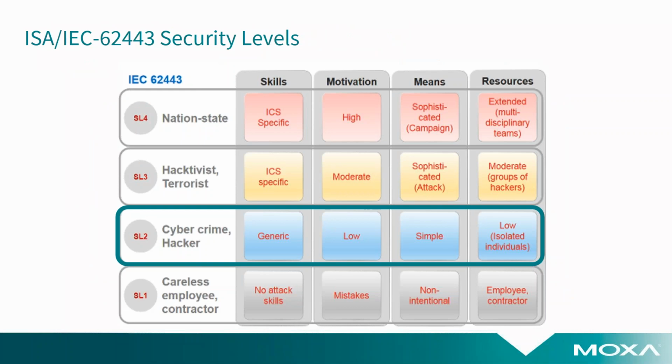This is an example from 62443 where they've defined 4 levels of security, and based on your situation, you choose the security level that's most appropriate based on the risk you're willing to tolerate. We see most people targeting somewhere around security level 2 as being a fairly common target.